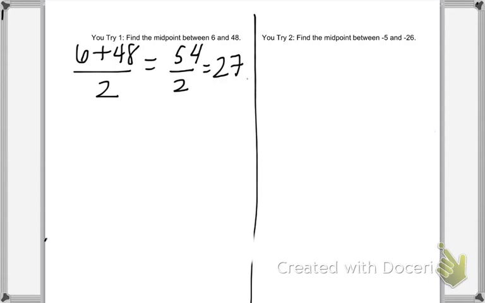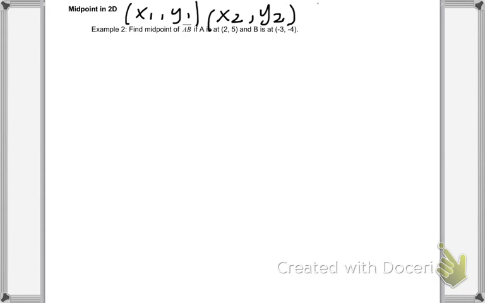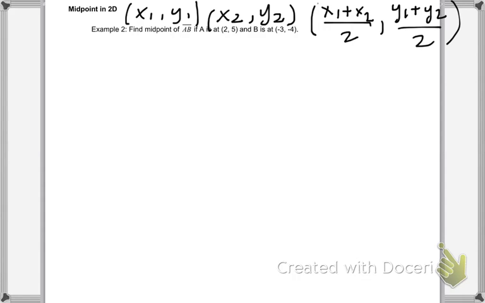We are just like before. We're going to add our two numbers and then divide by 2. So if I have x1, y1, and x2, y2, I'm going to add my x's and divide by 2 to find the midpoint of the x's. And then I'm going to add my y's and divide by 2 to find the midpoint of my y's. Now that I have the midpoint of the x's and the midpoint of the y's, the midpoint of the overall points is going to be that ordered pair. So let's do an example of this.